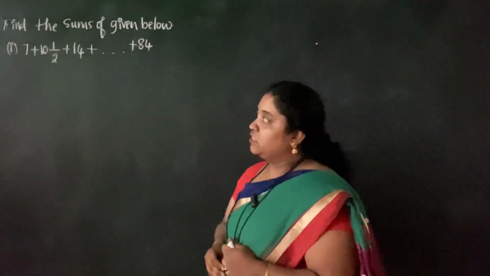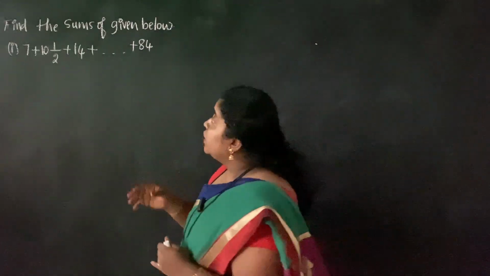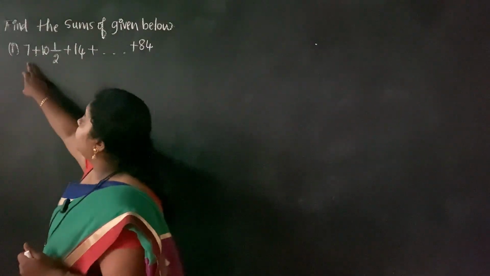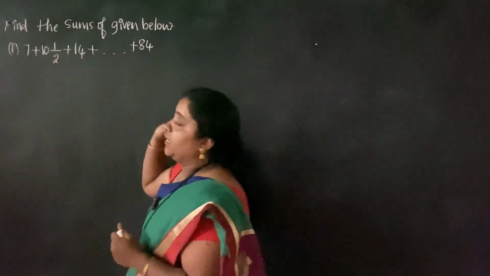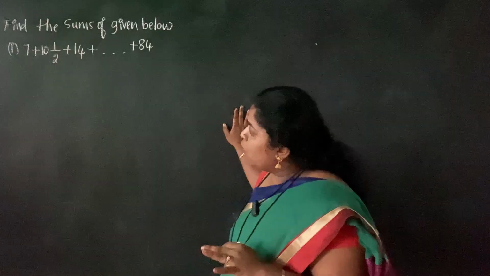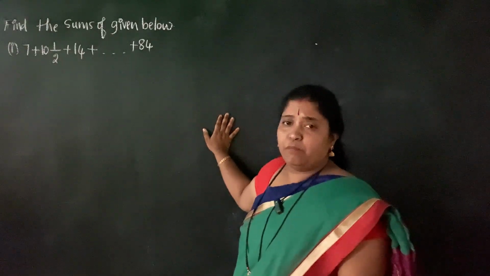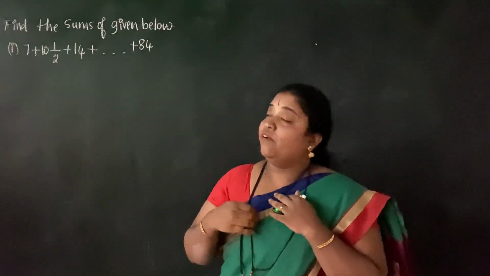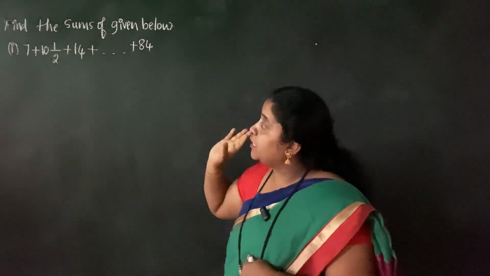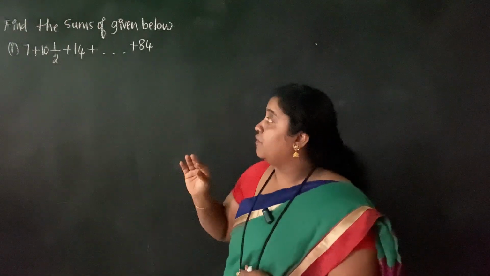When you see the question, you need to find the sum of the series given below, where it is 7 plus 10 1/2 plus 14 plus up to 84. Now an arithmetic progression has been provided. Okay, so the last term is also given. When the last term is given and the arithmetic progression is given, you need to find the sum.